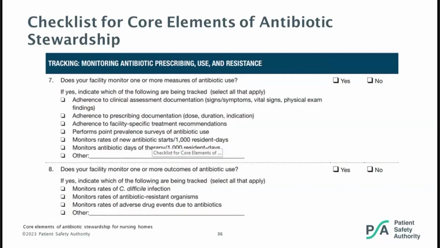Then this next session is more specific to data and tracking. So it's covering what measures of antibiotic use and outcomes of antibiotic use are being monitored within the facility.